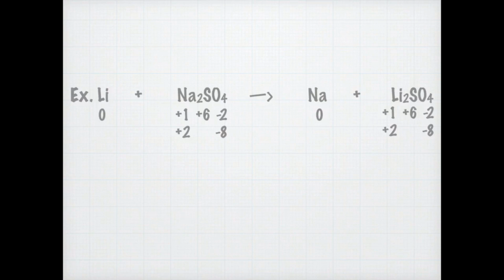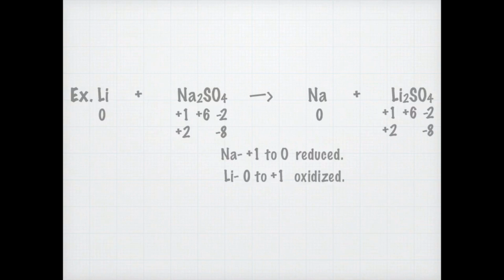Well, if you look, lithium goes from an oxidation number of 0 to +1. So that's a change. So it's either going to be oxidized or reduced. And sodium goes from +1 to 0. So if sodium's going from +1 to 0, that means it is gaining electrons, because it's going from a positive oxidation number to 0. So if it's gaining, remember, OIL RIG: oxidation is loss, reduction is gain. So sodium is being reduced. Lithium goes from 0 to +1, which means it is losing electrons, which means that it is oxidized.